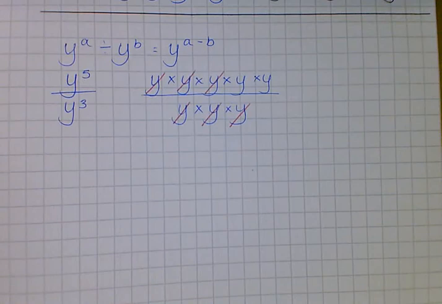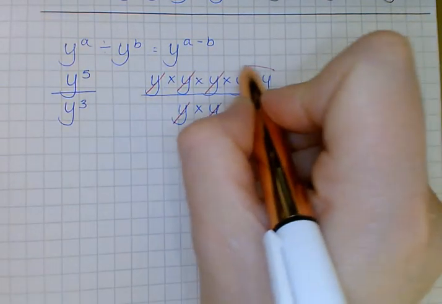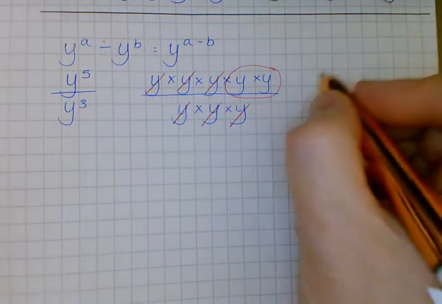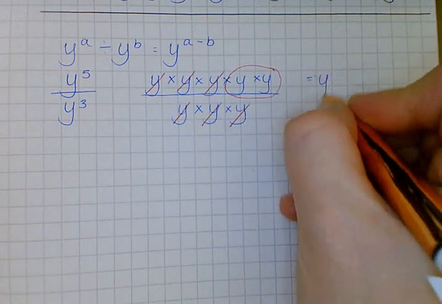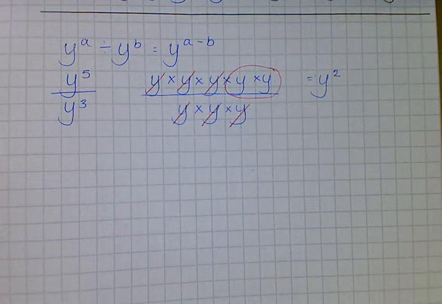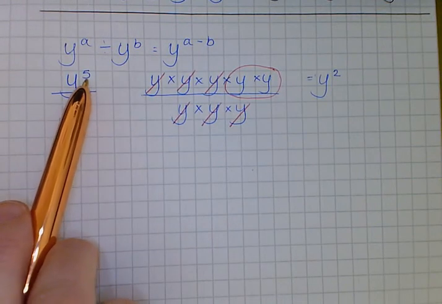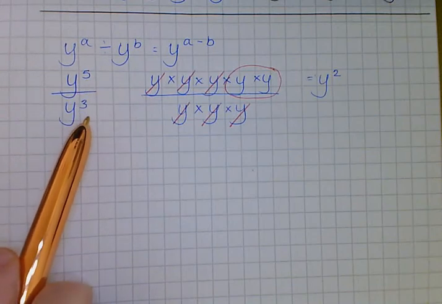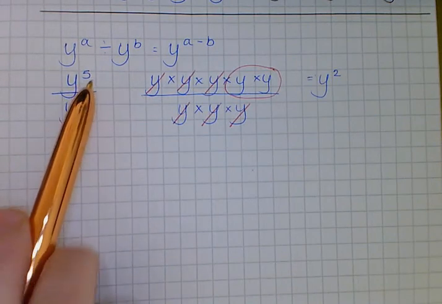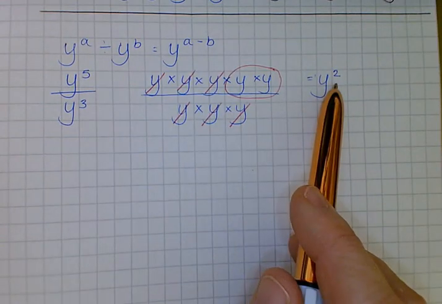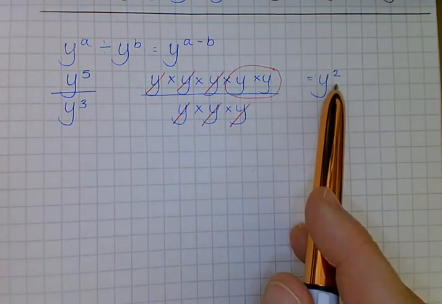So that means that we're just left with this bit here, which is y multiplied by y, which we can write as y to the power of 2 or y squared. Okay, so you can see here that we've subtracted the indices. We've had y to the power of 5 divided by y to the power of 3. So 5 subtract the 3 equals y to the power of 2. So 5 subtract 3 equals the 2.